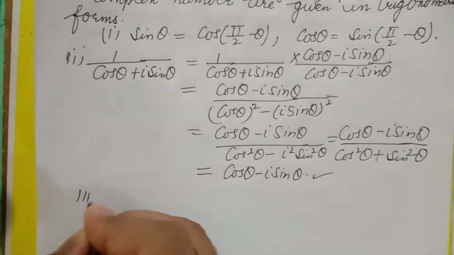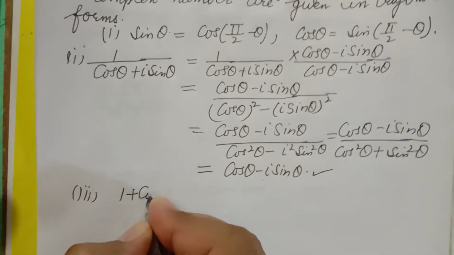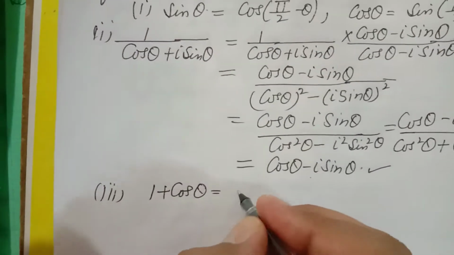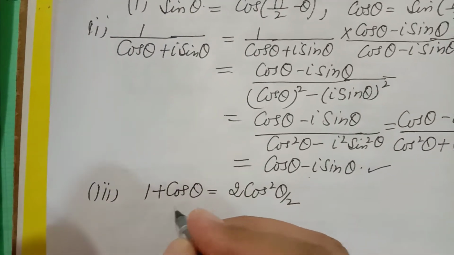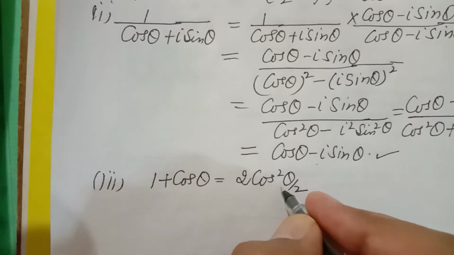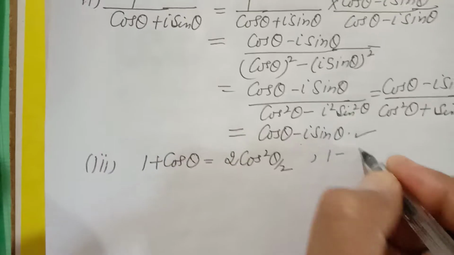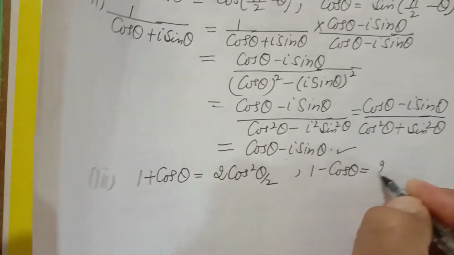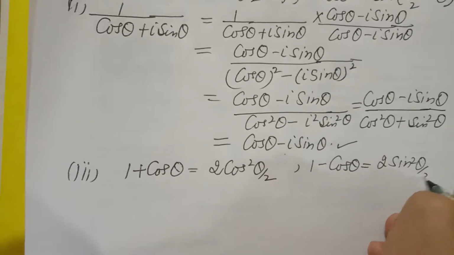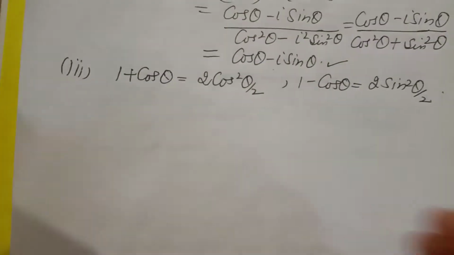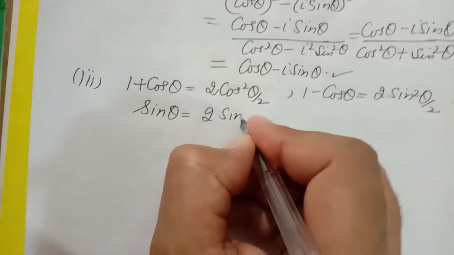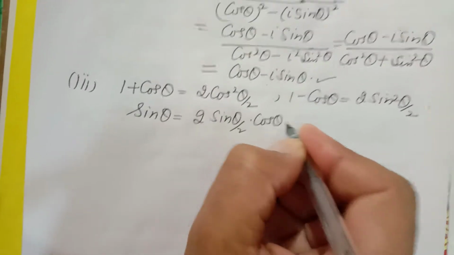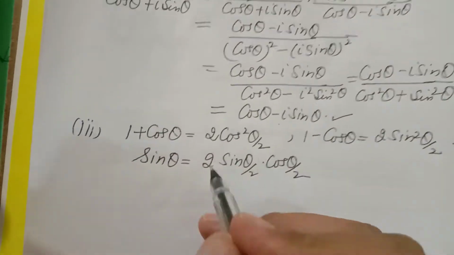And the third case, if we are given 1 plus cos theta, we want to change it into the formula 2 cos square theta by 2. You can remember this: 1 plus cos theta always changes to 2 cos square theta by 2, and if 1 minus cos theta is given, you will change it into 2 sine square theta by 2. If only sine theta is given, how will you change it? You can change it into 2 sine theta by 2 into cos theta by 2. These three formulas are very, very important. You should always remember them for doing these sums.